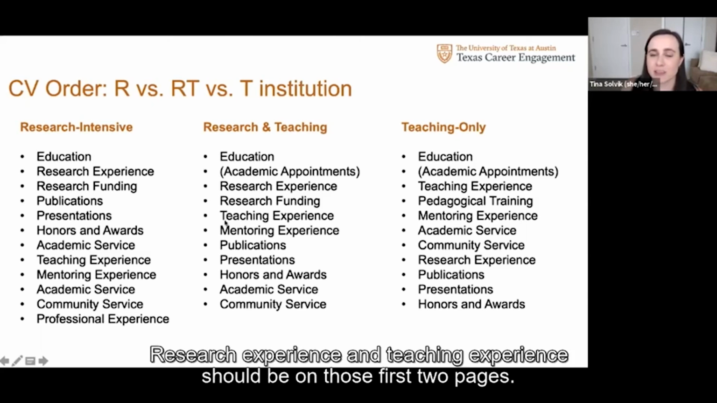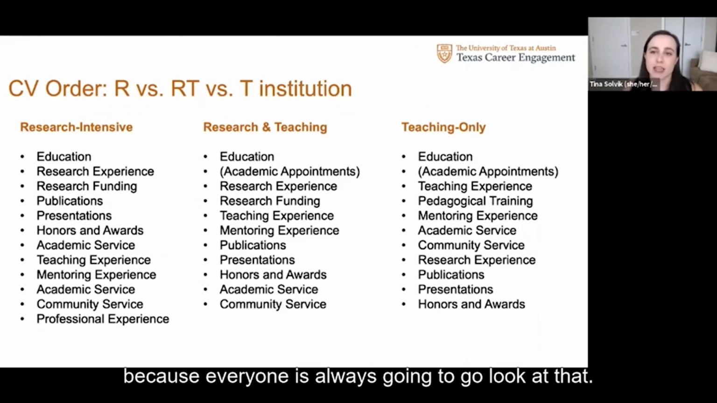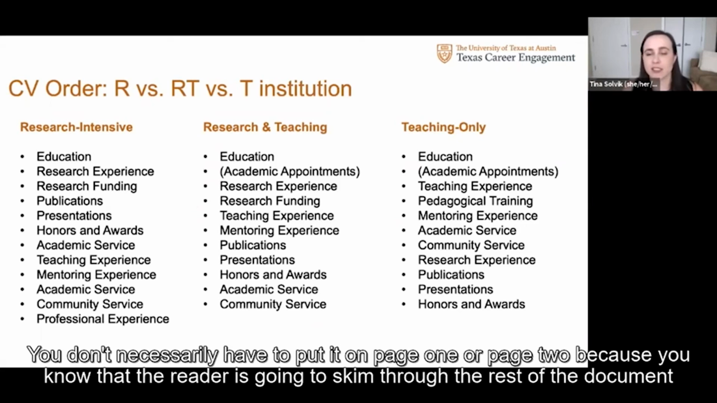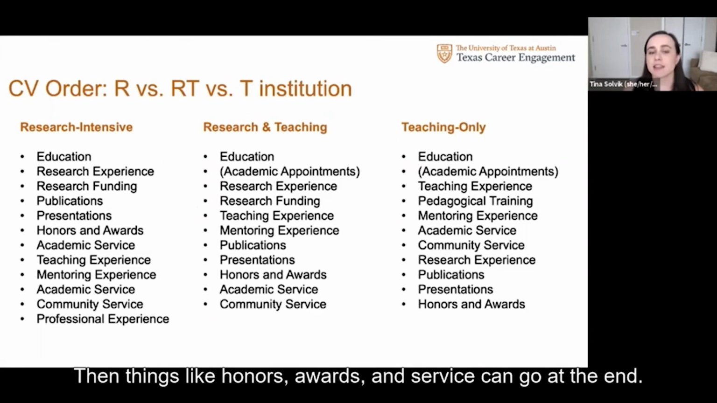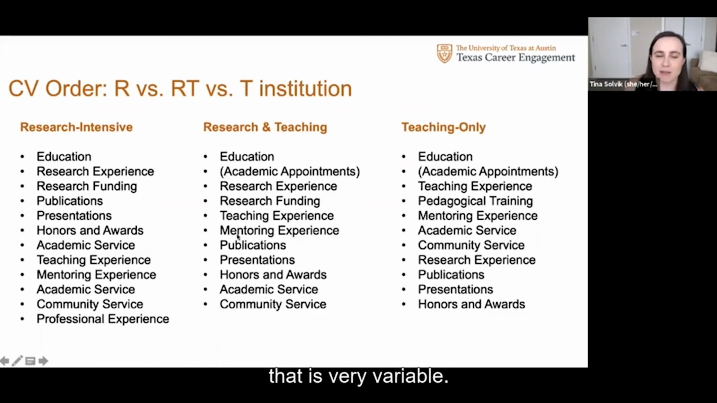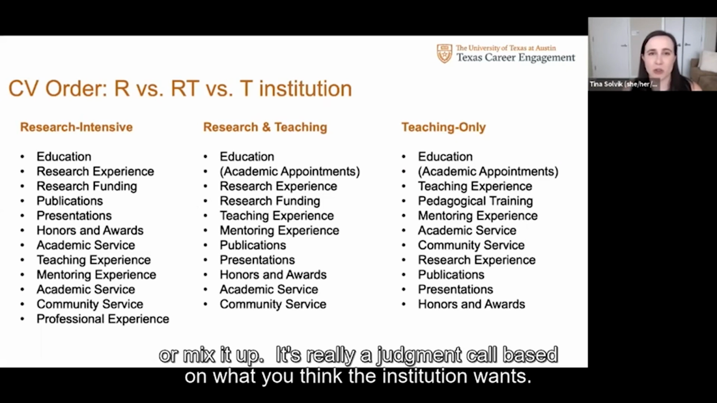Research experience and teaching experience should be on those first 2 pages. And then go into mentoring and funding, and publications and presentations can be later in the document, because everyone is always going to go look at that. You don't necessarily have to put it on page 1 or page 2 because you know that the reader is going to skim through the rest of the document to the publication section and read that more thoroughly. And then things like honors and awards and service can go at the end. So it's really this section between academic appointments and mentoring experience that is very variable. Some of you can put research experience first, then teaching experience, then funding, then mentoring, or mix it up. It's really a judgment call based on what you think the institution wants.